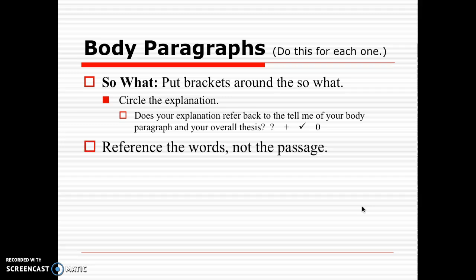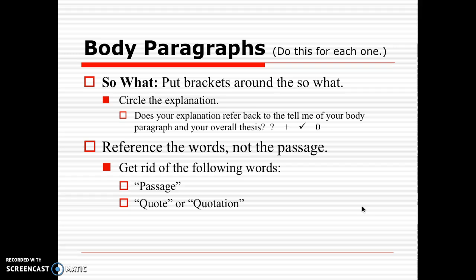All right. Now, just some other kind of stylistic issues that we want to take care of. And one of those is referencing the words, not the passage. Here's what I mean. You want to get rid of the following words: passage, quote or quotation, page or chapter. Because if you're talking about passage, quote, or quotation, that's referencing the passage. But what you really want to do is look at the words in the passage, or the actions in the passage, or the imagery in the passage. So, this quote says, or this quote displays.